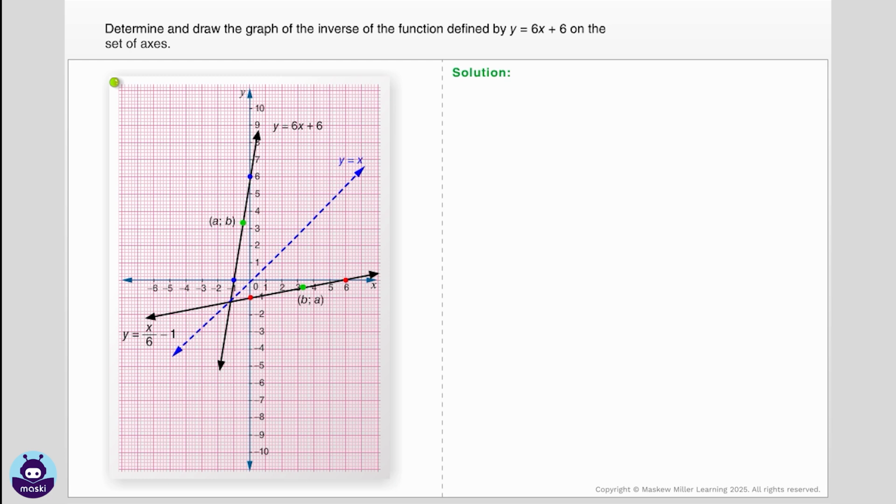We can generalize the process of obtaining the inverse of a linear function of the form y equals ax plus q. Interchanging x and y variables, we get x equals ay plus q. Making y the subject of the formula, we get y equals x over a minus q over a.